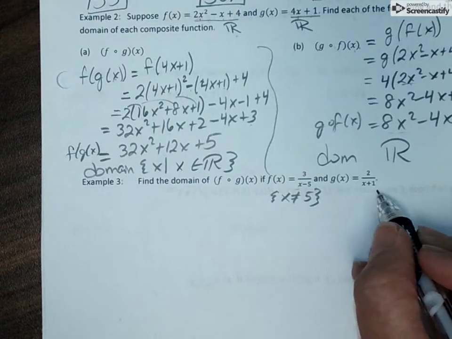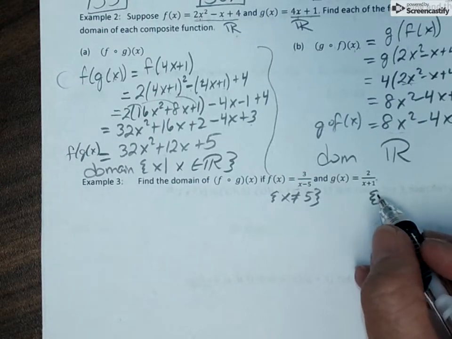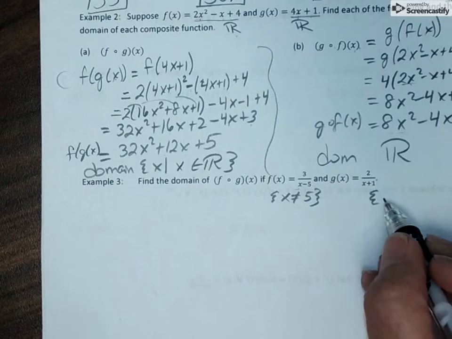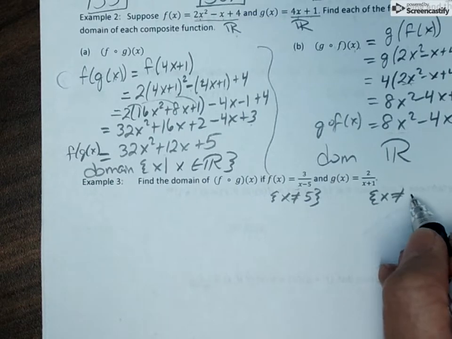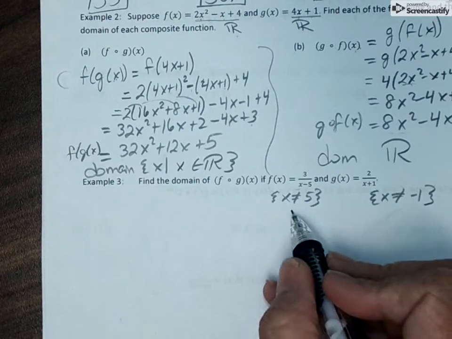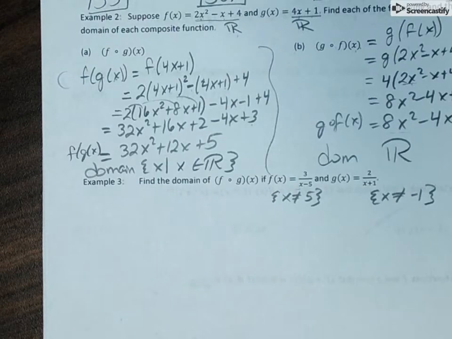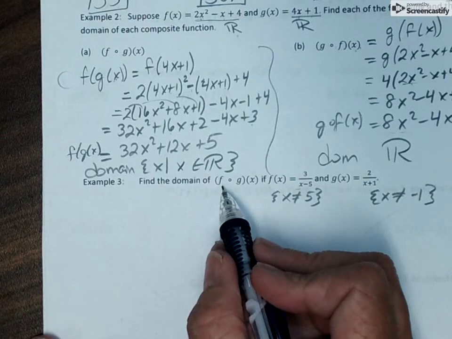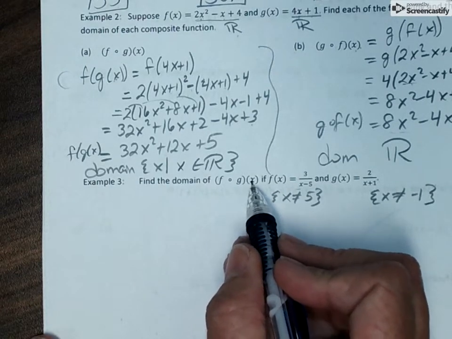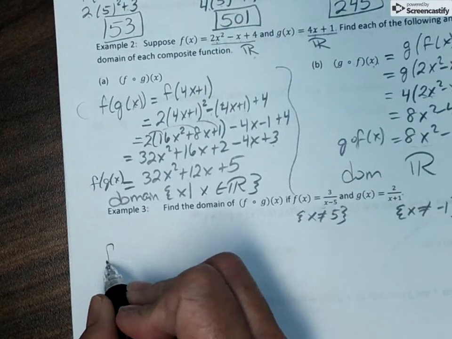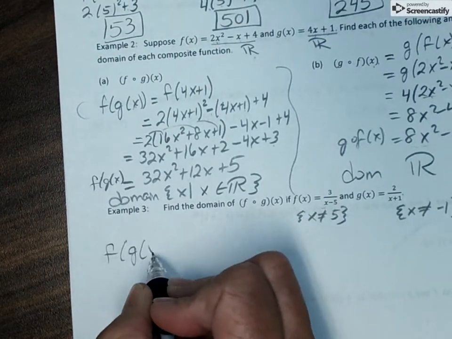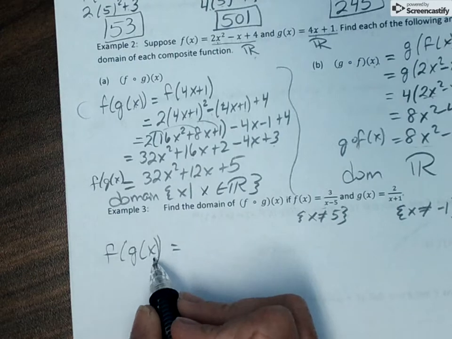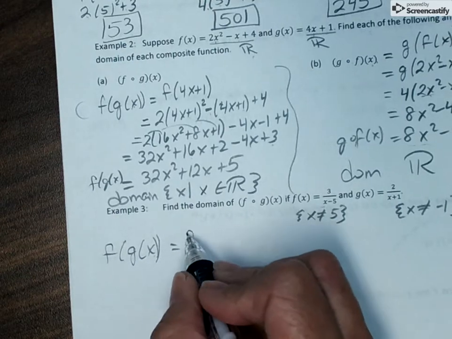For g of x, the domain is going to be things that would make the denominator 0. So that would be x cannot equal -1. Those are the only two restrictions for those two functions. And I want to see what f composed with g of x is. So f of g of x. That means I'm taking x and putting it into g.